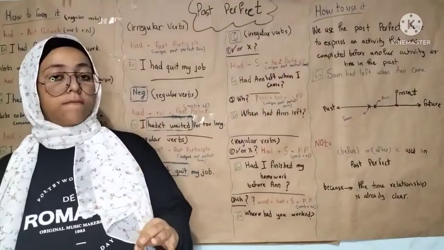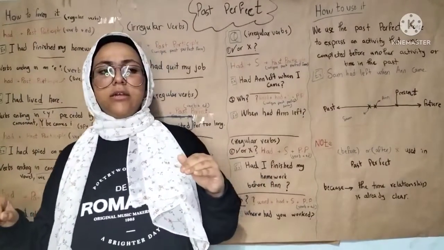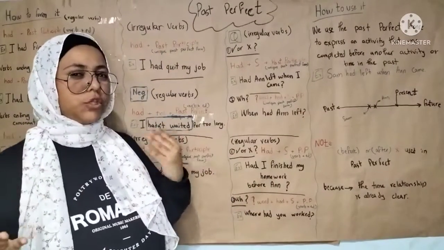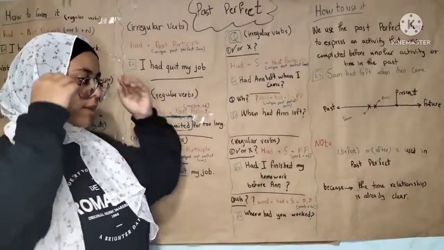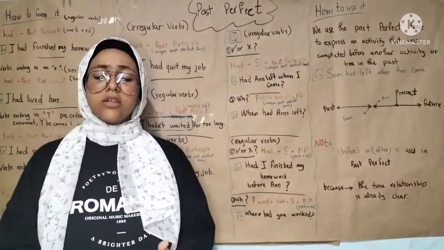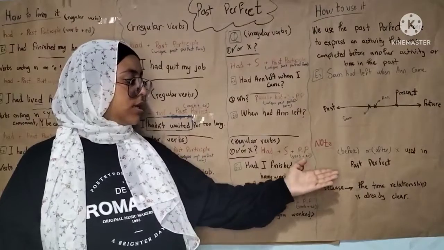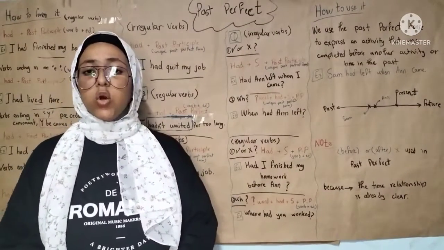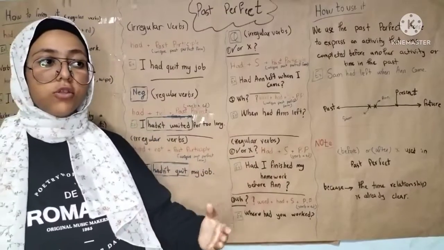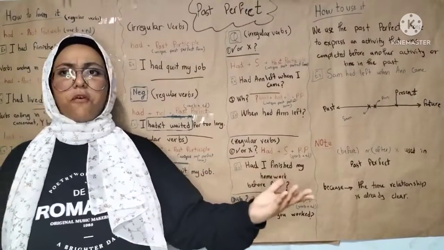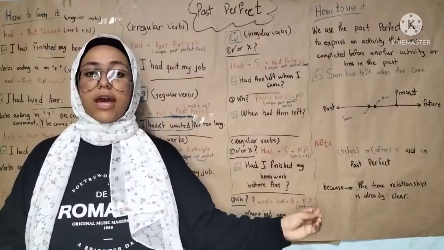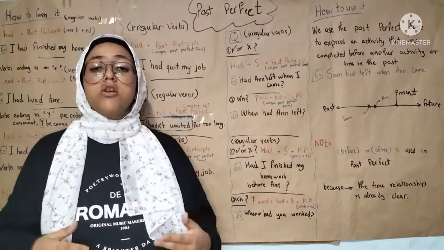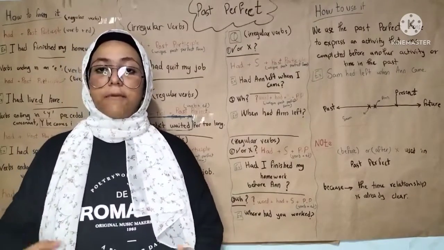But note, before and after are not often used in the past perfect because the relationship of time is already clear. You know which action happened first. You don't need to use before and after to talk about the first action and the second action because you already know which action happened first.